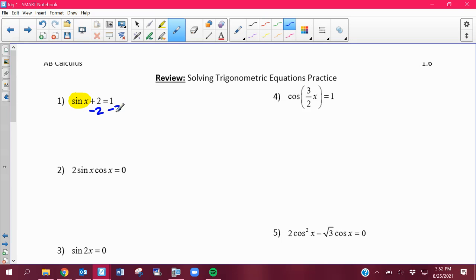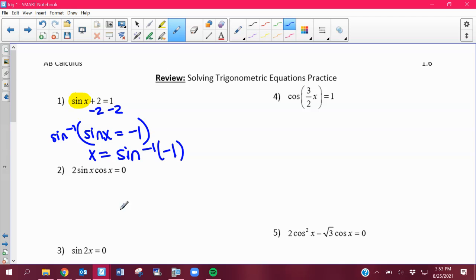So I'm going to subtract 2 from both sides. I get sine x is equal to negative 1. And so again, I'm trying to get x out of that inside. I want to know what angle gives me that sine. So I'm going to go ahead and do the inverse operation of both sides. So I'm looking for the angle that gives me this particular ratio.